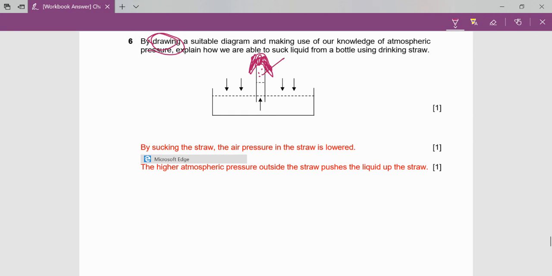So there's lower pressure here, and there's a higher atmospheric pressure outside. So we always know it's from higher to lower, right? Most of the time, you see in osmosis, you see in diffusion, you see in heat, more heat to less heat, high temperature to lower temperature. Here same thing, high pressure to lower pressure. So the atmospheric pressure, higher pressure, will push the water downwards and will push the liquid up into the straw. Therefore, you're able to suck liquid from a bottle using a straw.